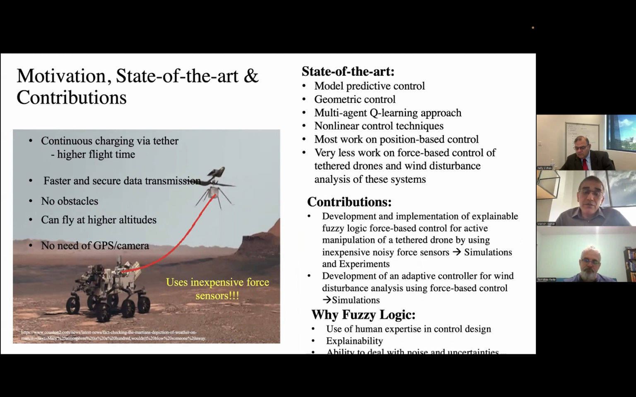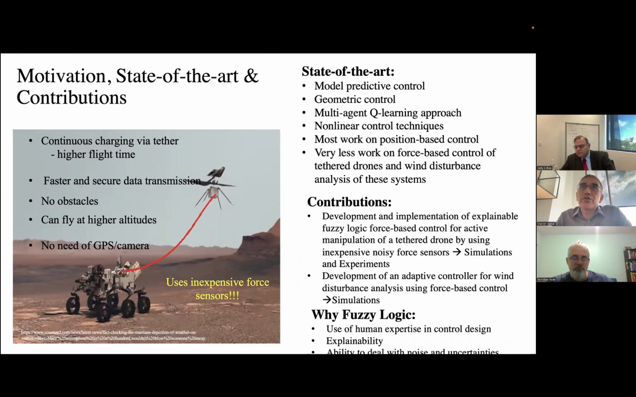Explainability, which is the topic of this special issue, is certainly maintained here because of the rules and membership functions. You can really explain why the drone is taking any decision based on the inputs that are provided to it. Also, fuzzy logic is able to deal with a lot of noise and uncertainties.